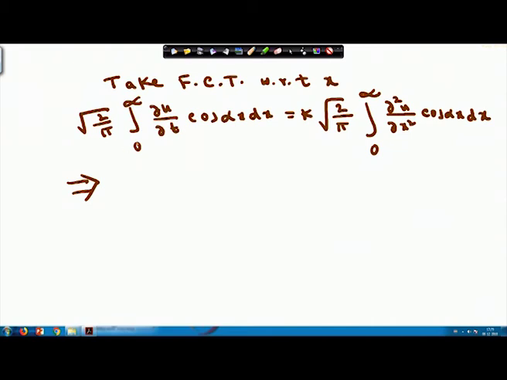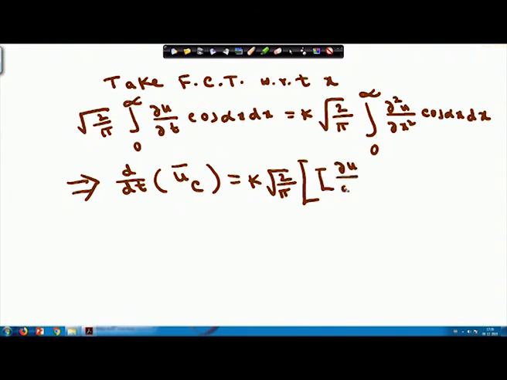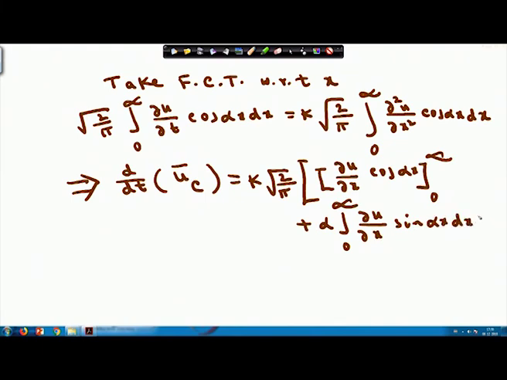I can bring this del del t outside, that is, I can make it d dt. Then it will be root over 2 by pi, integral 0 to infinity of u into cos of alpha x dx, which is nothing but the Fourier cosine transform of u, which I am denoting as u bar c. So, the left hand side is d dt of u bar c. This equals k into root over 2 by pi into, here if you use integration by parts, del u del x into cos of alpha x from 0 to infinity plus alpha into the integral 0 to infinity of del u del x into sin of alpha x dx.